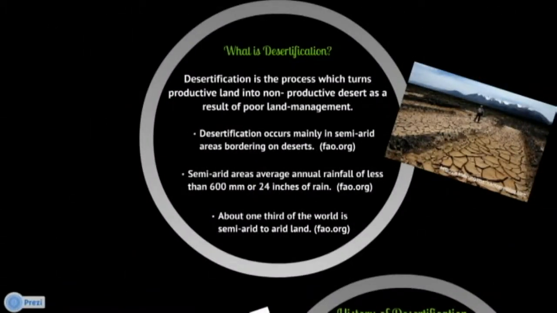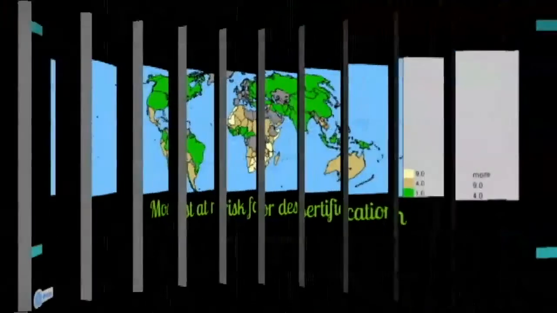Desertification is the process which turns productive land into non-productive desert as a result of poor land management. Desertification occurs mainly in semi-arid to arid lands, whose average annual rainfall is less than 600 millimeters or 24 inches of rain, bordering on deserts. To give you a comparable example, here in the United States, the average rainfall in Kansas is just a little below 24 inches, whereas Hawaii's annual rainfall is 63 inches. On a worldwide scale, about 1/3 of the world is arid to semi-arid land that's at risk for desertification.